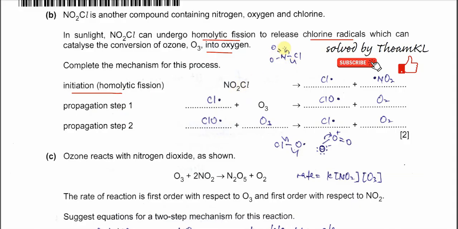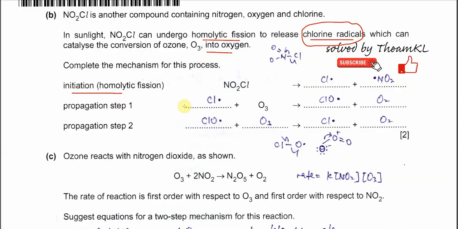So this is the NO2Cl. So the N-Cl bond will break homolytically. The electrons in the covalent bond, one electron will move to the nitrogen, another electron will move to chlorine, and will form these chlorine radicals and these NO2 radicals. Because it says that the chlorine radicals will cause the ozone to turn into oxygen.